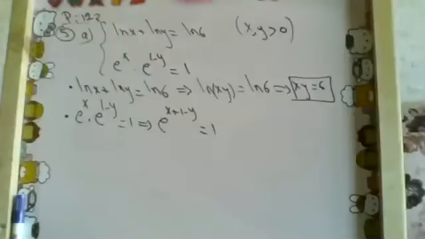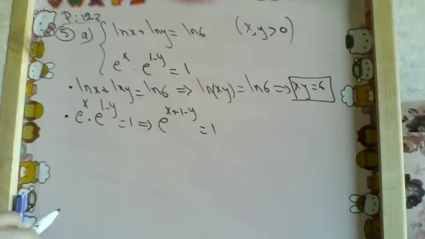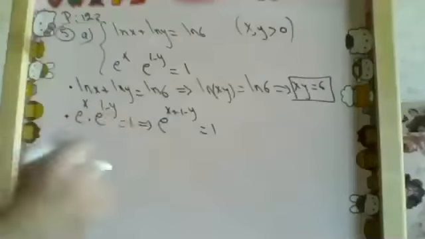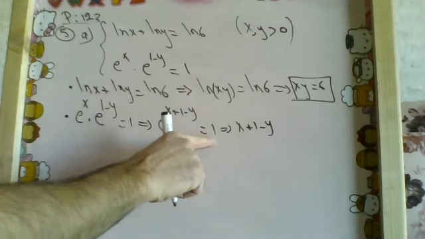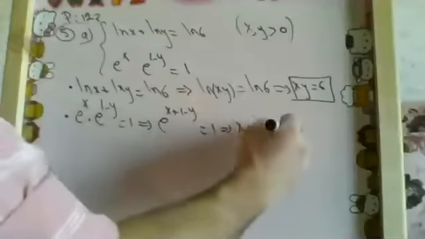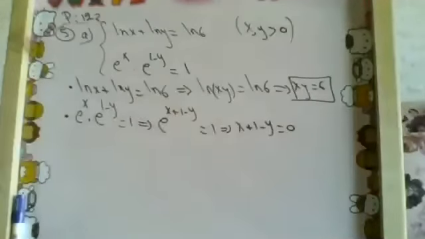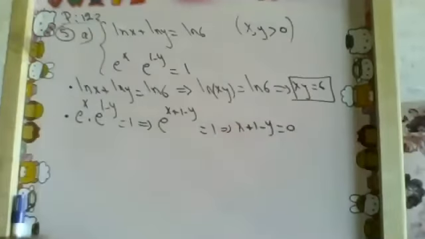Okay. Now you can apply ln. Ln of this leaves x plus 1 minus y is equal to ln 1, which is 0. Okay. Now you have x plus 1 minus y equals 0.